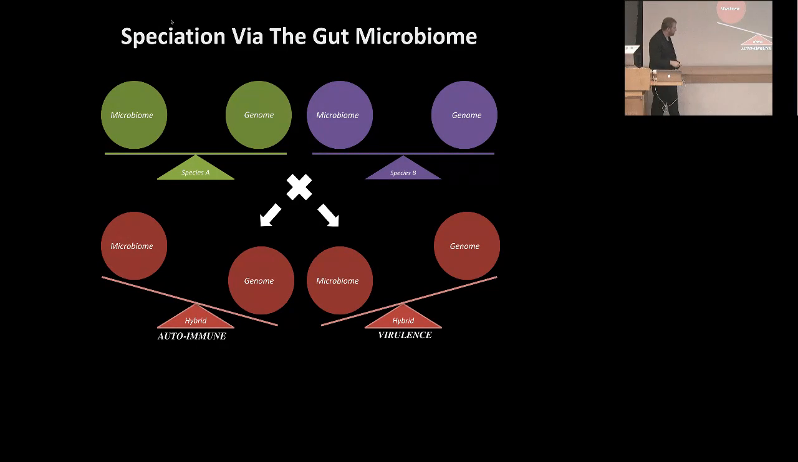A second model would be virulence, where the hybrids may become hyper-susceptible to infection, and so the microbiome becomes pathogenic and kills the hybrids, and the genome can't mount an immune response to tolerate those particular microbes. There are probably other models. These are just two simple ways to reflect how the gut microbiome could be involved.